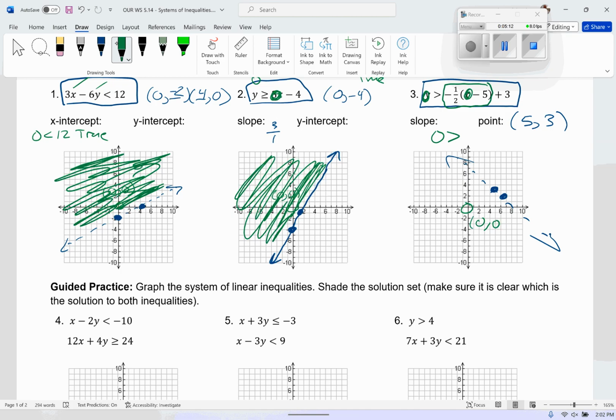A positive plus a positive is a positive number. Is 0 bigger than the positive numbers? No, that's false. So notice I didn't even find the number. I just knew that it'd be positive. So where do I shade? The right side without the 0, 0. There you go.